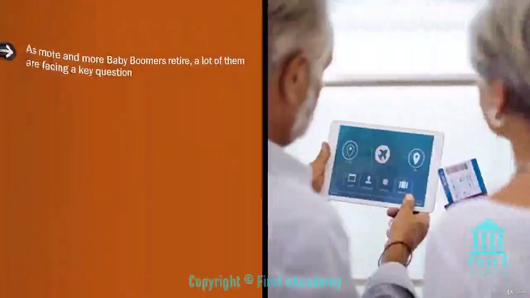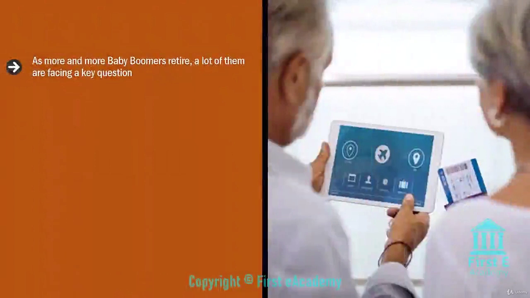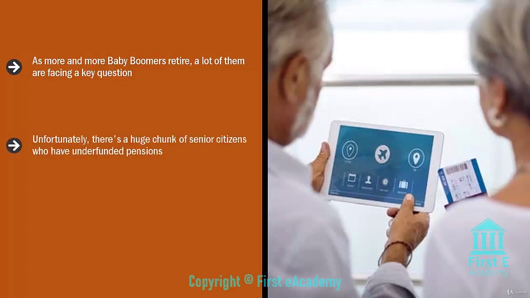Introduction. As more and more baby boomers retire, a lot of them are facing a key question. A lot of boomers have stashed away enough cash to comfortably support them throughout their golden years. Many have invested in 401k plans. Others have very robust IRA packages. Unfortunately, there's a huge chunk of senior citizens who have underfunded pensions. A lot of them are simply relying on Social Security. Others may have private pensions that don't really pay all that well.